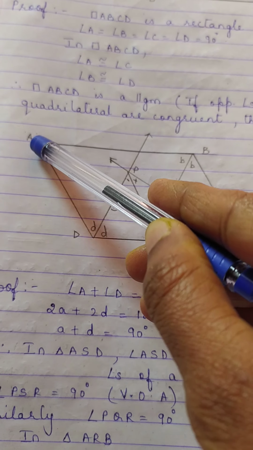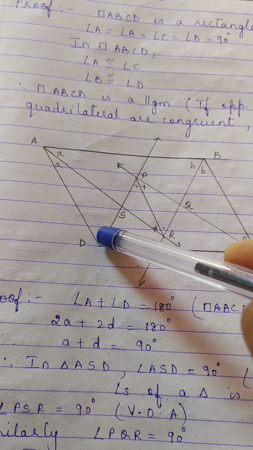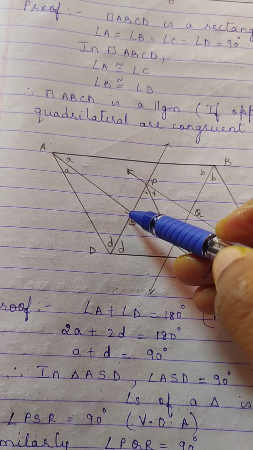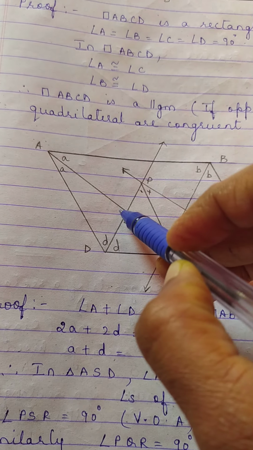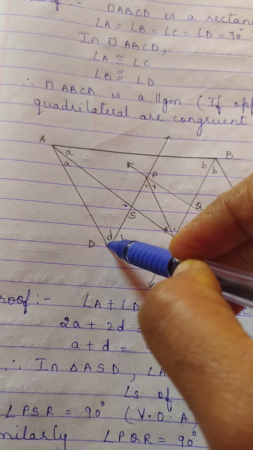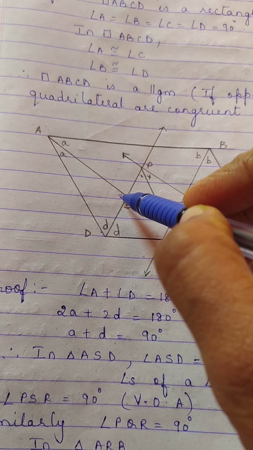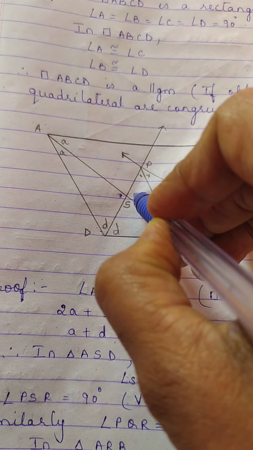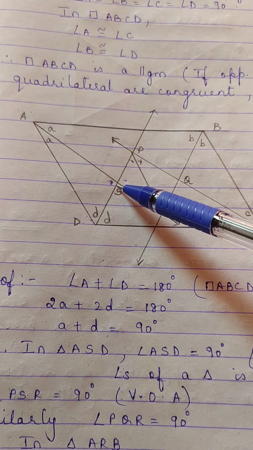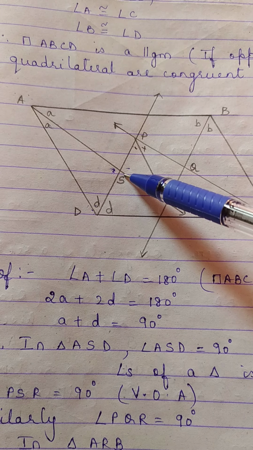So, in triangle ASD, I have angle A plus angle D is 90. What does that mean? This angle, that is angle ASD here, is 90 degrees, because if these two are 90, the sum of all three angles should be 180. So 180 minus 90 has to be 90. Now if this angle is 90, this is the vertically opposite angle. Therefore, this also will be 90 degrees. So if I consider this quadrilateral PSRQ or PQRS, I have this angle 90 degrees.